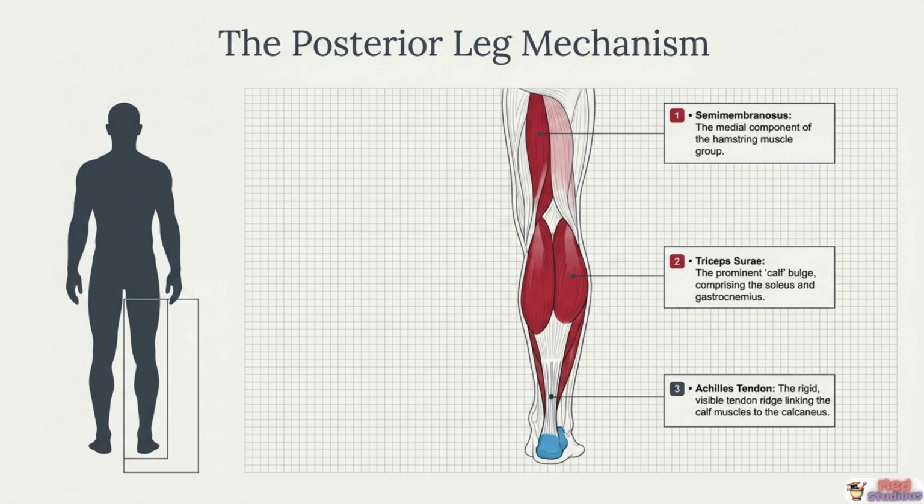Both muscles converge into the Achilles tendon, the thickest and strongest tendon in the body, which runs as a rigid, visible ridge down the back of the lower leg to insert into the calcaneus. The Achilles tendon is clinically assessed using Thompson's test, squeezing the calf, which should produce plantar flexion of the foot. Absence of movement indicates tendon rupture.